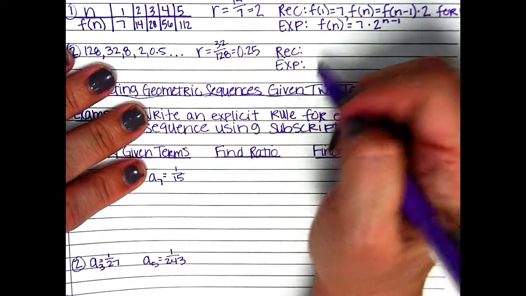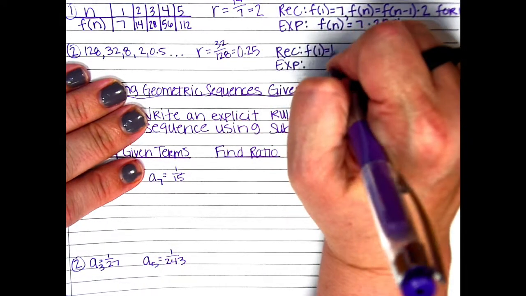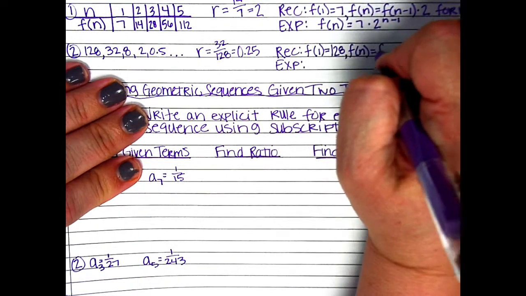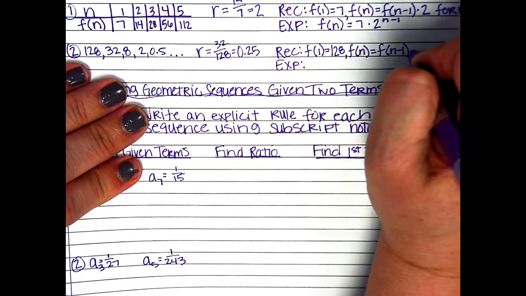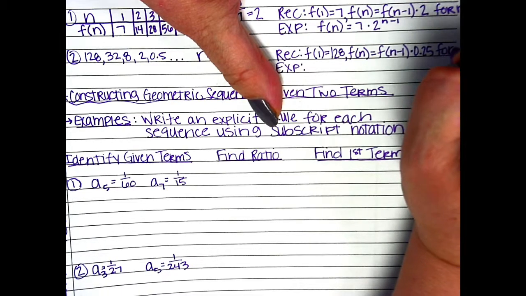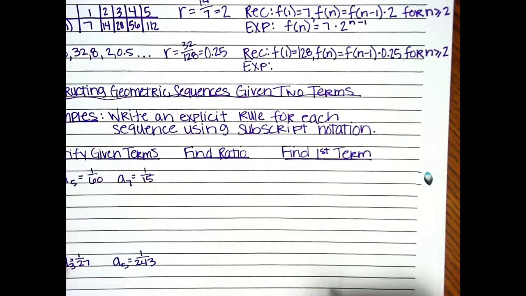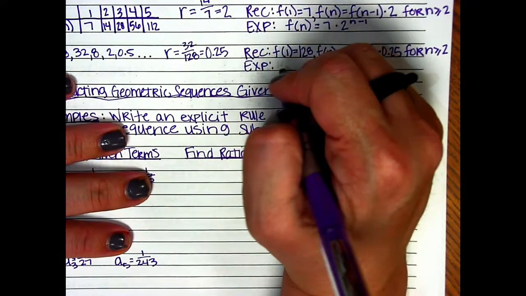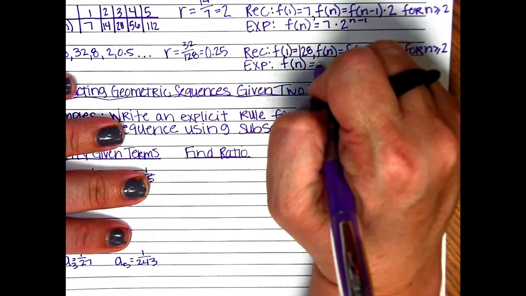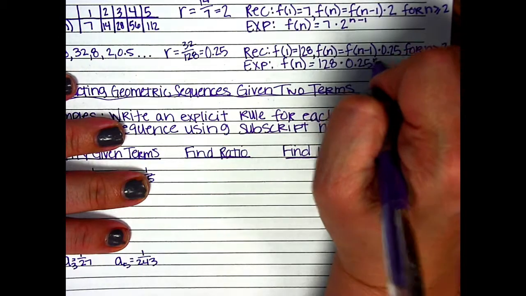Again, I'm going to write the recursive and the explicit. For the recursive, f of 1 is 128, and f of n equals f of n minus 1 times 0.25 for n greater than or equal to 2. The explicit rule for this would be f of n equals 128 times 0.25 to the n minus 1 power.